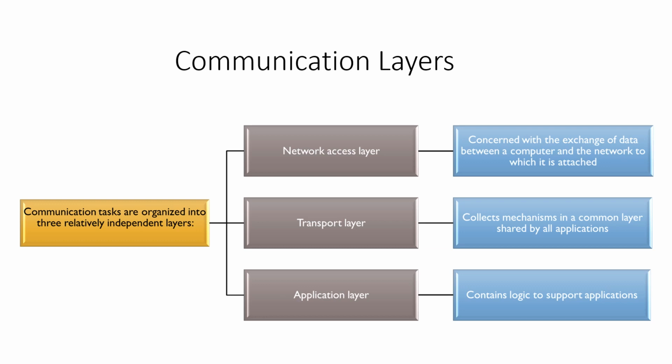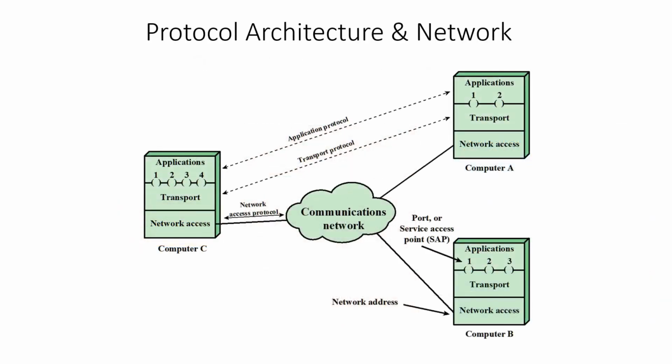The application layer provides services for an application program to ensure that effective communication with another application program on a network is possible. This figure illustrates the simple architecture that we have described of the network access, transport, and application layers for each of the three computers. So we have computer A, computer B, and computer C. The computers are connected to a network in which they can all communicate to each other.